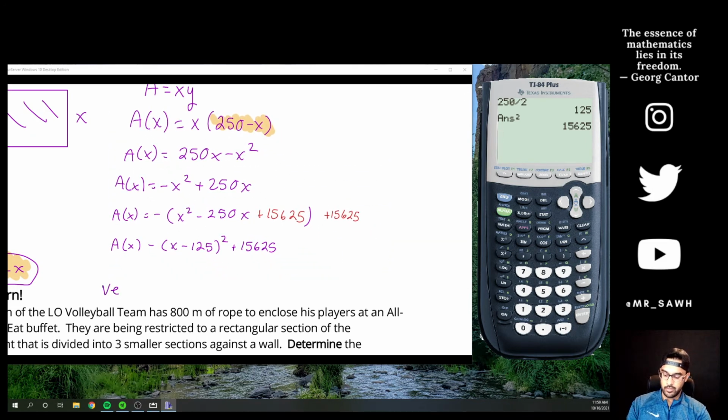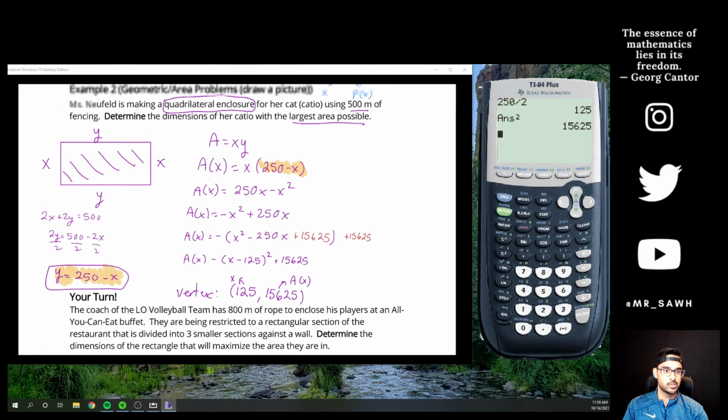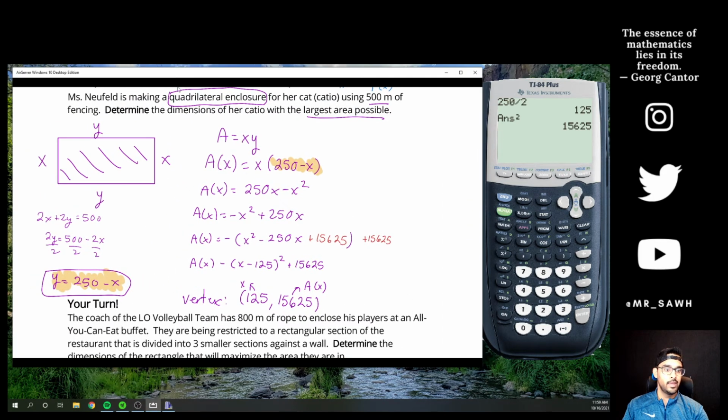If I look and determine what the vertex actually is, I know that x has a value of 125, and the area is 15,625. Again, that's my x coordinate, because my whole function was in terms of x. The 15,625 is the area when I input x. So I know the maximum area is 15,625 meters squared. I also know that x as a dimension is 125 meters. Okay, so I can go find out the other dimension as well.